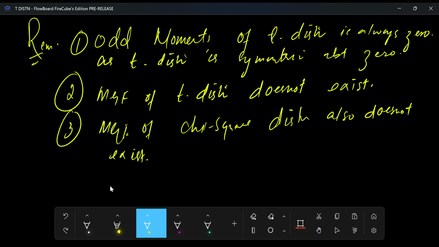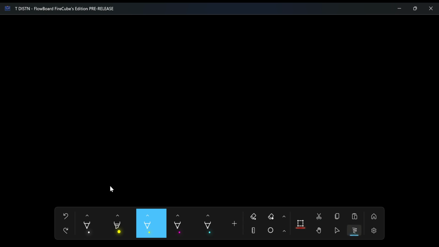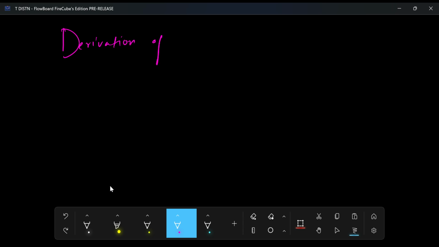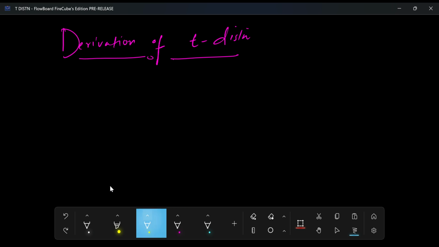Let's derive the PDF of this T distribution, that is, derivation of T distribution. Say if somebody is following the FMS, but I will derive this T distribution by some other methods. I will not follow what's in FMS. I will prove this by the second method.